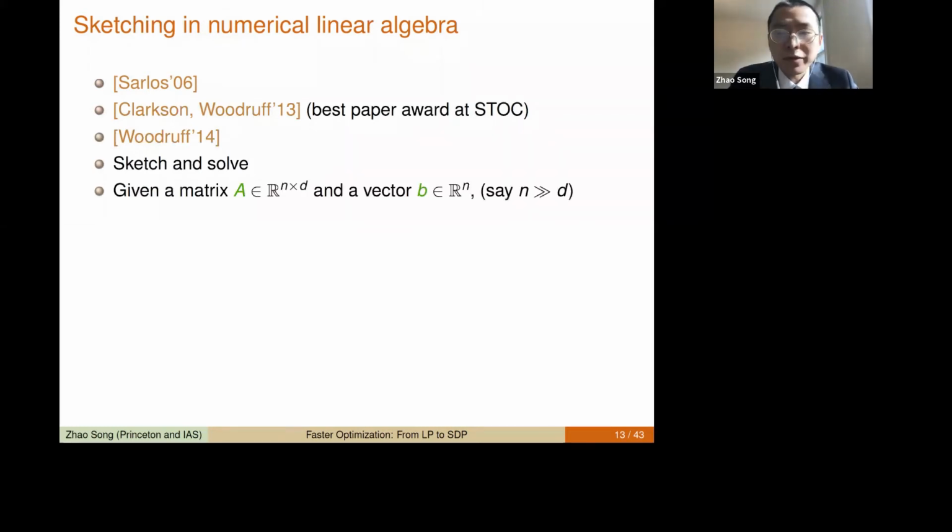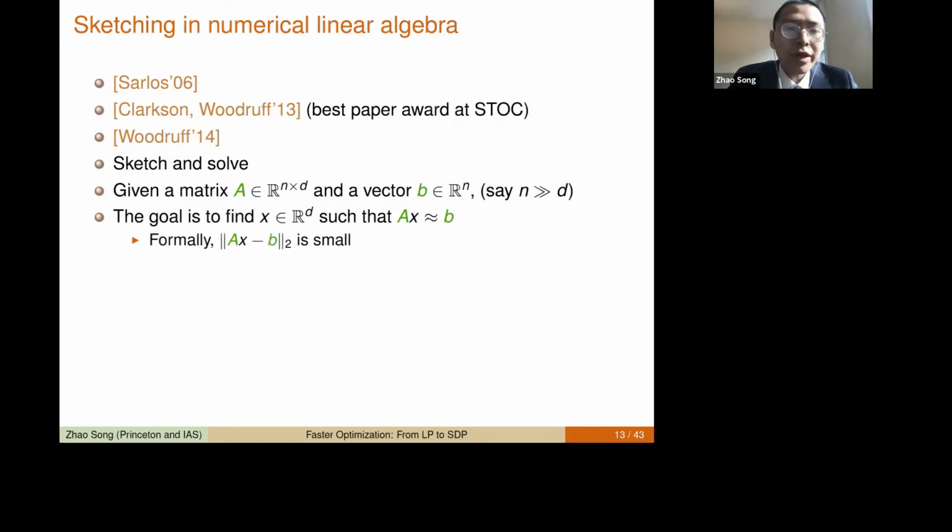So usually the question is the following: I give you a matrix A and a vector b, and let's say n is much bigger than d. Your goal is to find some x such that Ax is roughly equal to b. Formally, we want to minimize the L2 norm of Ax minus b. This is a very standard L2 regression formulation. You can also change this 2 to be 1 or p, and then it's called L1 regression or Lp regression. But for now, let's just focus on L2.